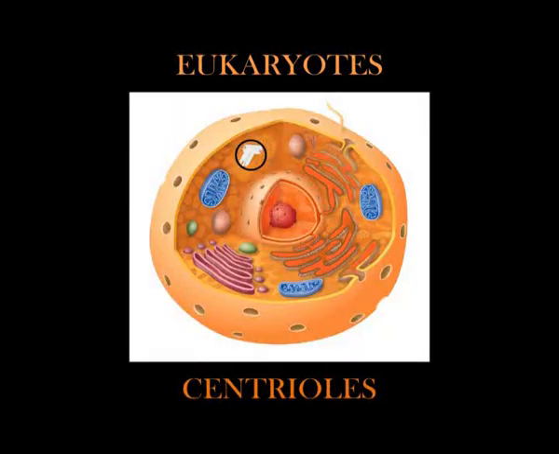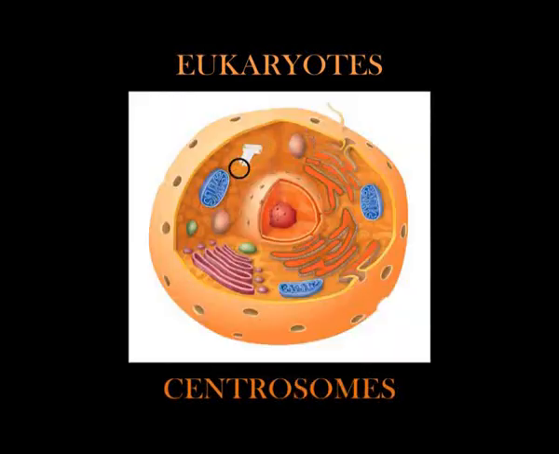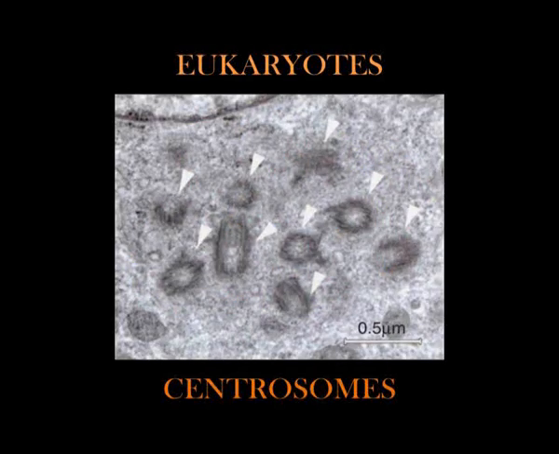Centrioles. Barrel-shaped structures composed of 9 microtubule triplets that organize centrosomes. Centrosomes. Pair of centrioles and surrounding matrix containing proteins including gamma tubulin that nucleate microtubules and serve as the microtubule organizing center in most animal cells.